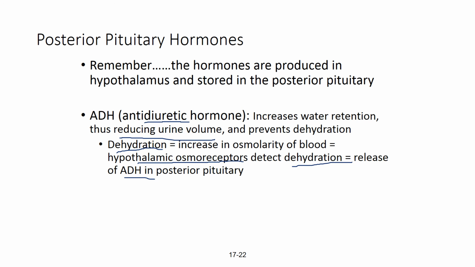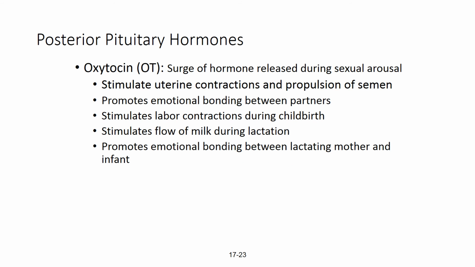So what does oxytocin do? Oxytocin is what we most commonly call a love hormone. It's secreted during sexual arousal. So when we're talking about uterine contractions and propulsion of semen, all those things during sex, oxytocin plays a role. Emotional bonding between partners and infants as well. So that's why they call it the love hormone.